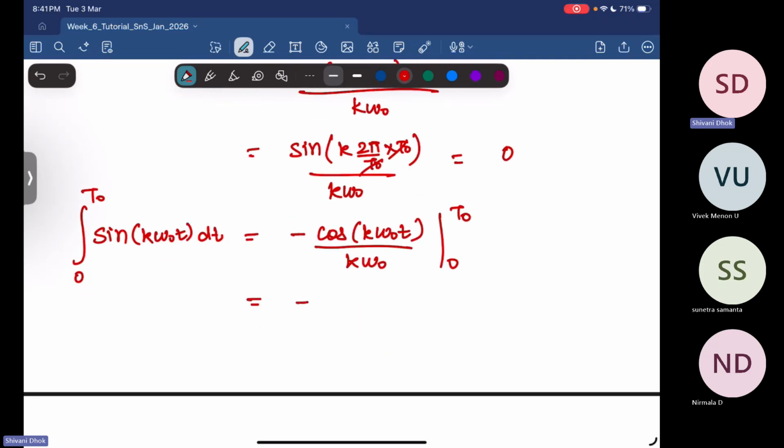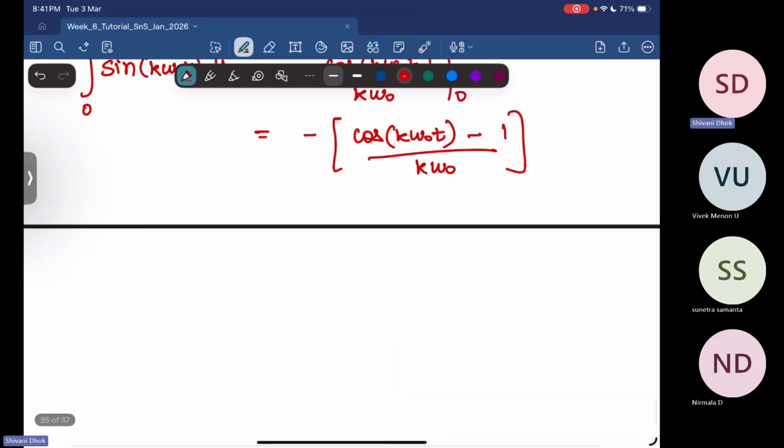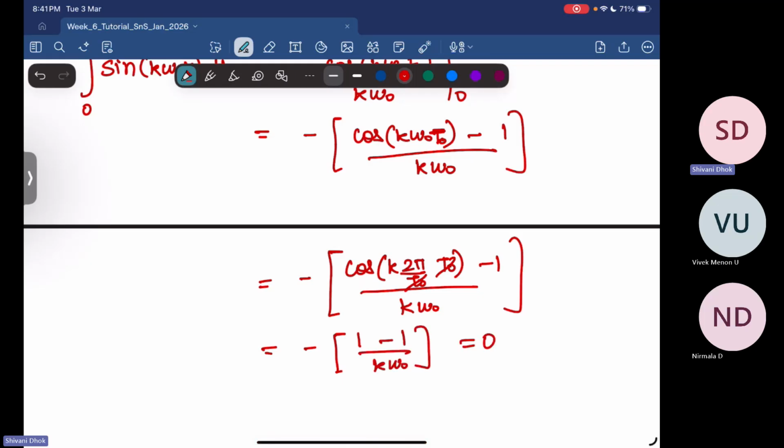So this is equal to minus cos of k omega naught t minus cos 0, which is 1, divided by k omega naught. Let me add a page. So this is equal to minus cos of k 2 pi by t naught into t naught minus 1 by k omega naught. So this t naught gets cancelled. Cos of k 2 pi is 1. So 1 minus 1 upon k omega naught. So this is also equal to 0.